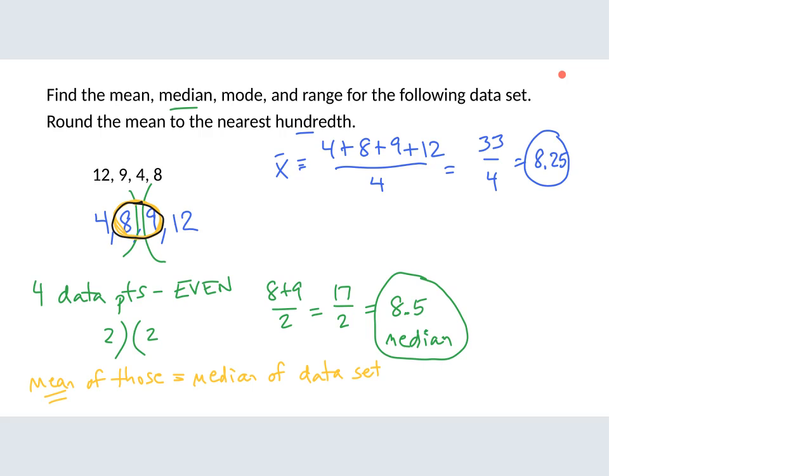8.5 is. And then another thing that comes up sometimes is, wait a minute, how can 8.5 be the median of my data set? That's not one of my data points. And my response to you would be, well, we found the mean was 8.25, and that wasn't one of our data points, and that was okay. Same logic here. It's okay if the median's not one of our data points. It's a number that represents the middle of the data set. It's perfectly fine if it's not one of our data points.